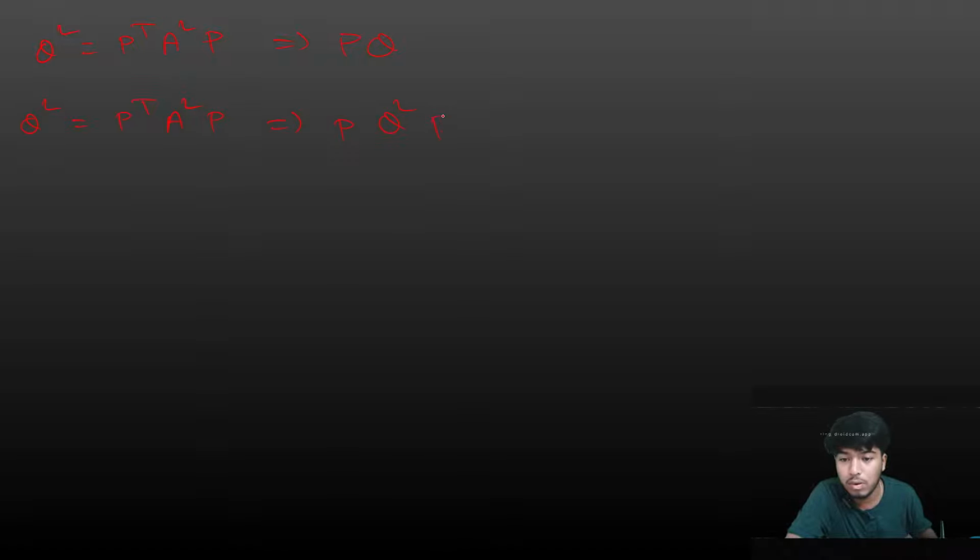Q square equals P transpose A square P. P Q square P transpose is nothing but P transpose A square P transpose, so this goes to identity, this goes to A square, this goes to identity. Since we know that multiplication of the identity matrix with another matrix gives the same matrix, this is A square. So we get P times Q square P transpose equals A square.